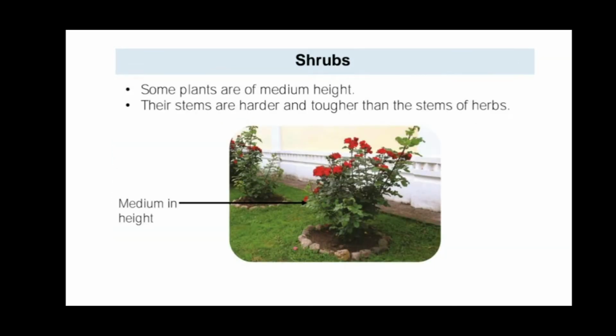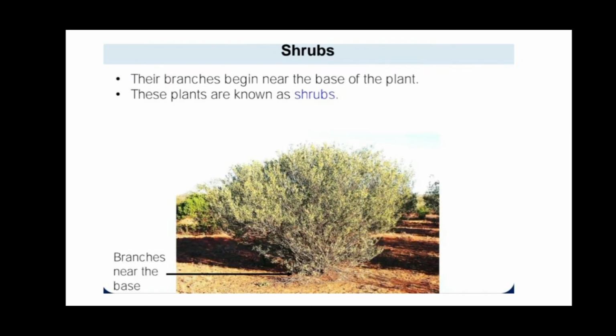Next is the shrubs. Some plants are medium height. That means just now we have talked about the short height. That means the height is going to increase. Their stems are harder and tougher than the stems of herbs. If you compare with the herbs, the stem will be just harder. Okay. For example, if you compare the rose plant or the hibiscus plant with the coriander leaf, then you can get the difference. That is known as the shrubs.